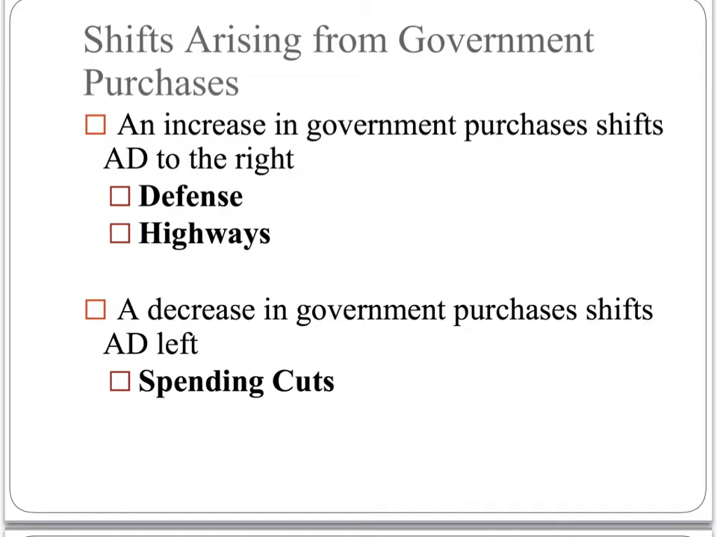For government purchases, pretty much shift to the right if the government decides to spend more money on defense and highways or whatever else they're going to spend their money on. And a decrease in government purchases would shift aggregate demand to the left, which would be any sort of spending cuts that they might begin.